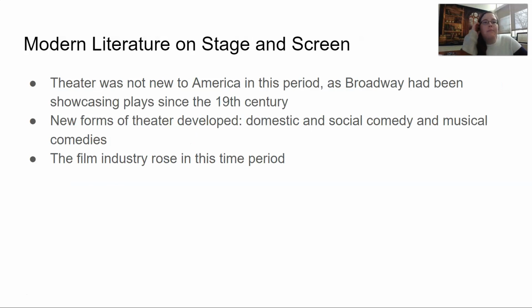And then finally, we have modern literature on stage and screen. Obviously, theater is not new to the US. Theater is not new anywhere. Europe has had theater and plays. Clearly we've got Shakespeare to think of as some of the best literary tradition. And Broadway has been showcasing plays since the 19th century, but some new forms of theater are developing. We're getting domestic and social comedy and musical comedies. So musicals are not new, but we're getting more of them.